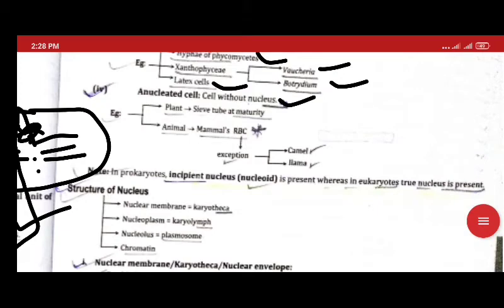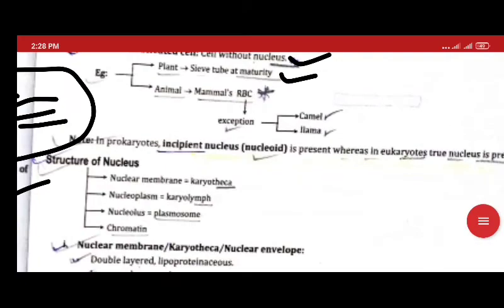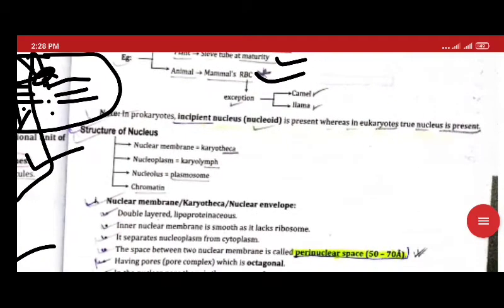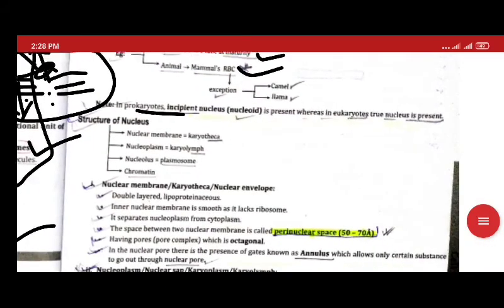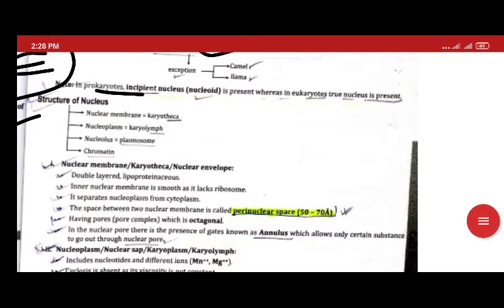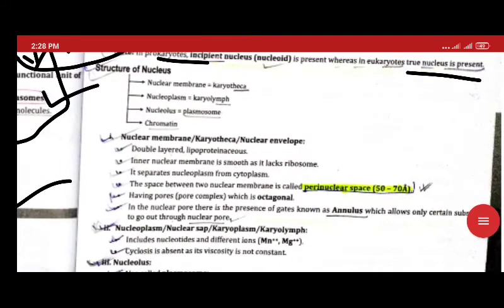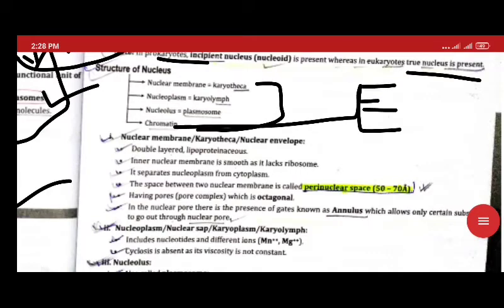Anucleate cells are without a nucleus. In plants, the sieve tube at maturity contains no nucleus, and it functions with the help of the companion cell in the phloem. We will study that later. The mammalian RBC we have already studied. Prokaryotes have an incipient nucleus, meaning no true nucleus is present. Now the structure of the nucleus contains four parts, and chromatin also contains parts, and we will study them.